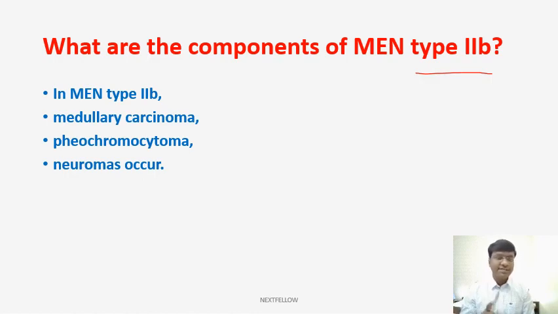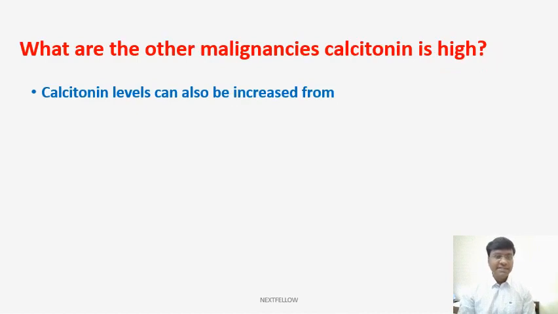Now you have to understand that in MEN2, the chromosomal abnormality is present on chromosome number 10. That's an important multiple choice question. And the gene which is being mutated in MEN2 is the RET proto-oncogene, right? Next. Having said this, what are the other malignancies where the calcitonin is high?